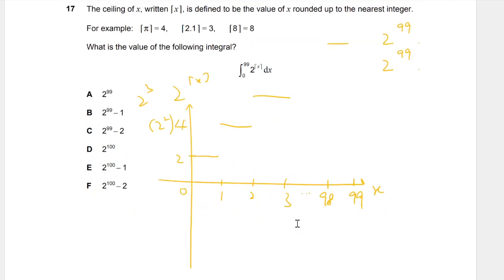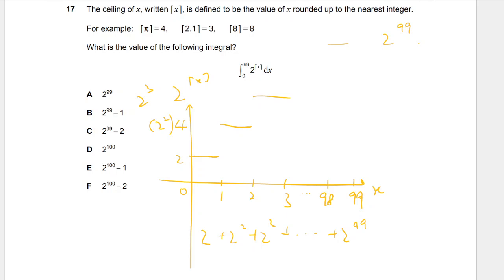So what do I do now? Well, I add up all the areas of these rectangles. The width of the rectangles, as you can see, is always 1, but the height of the rectangle changes. So we have a series: 2 plus 2 squared plus 2 cubed, and so on, until 2 to the 99. Count properly, and make sure that the last one is 2 to the 99.